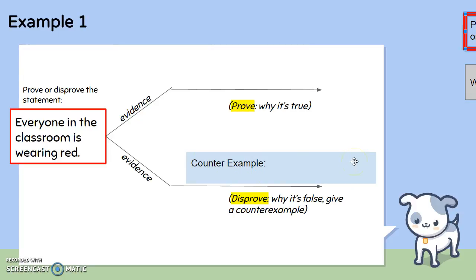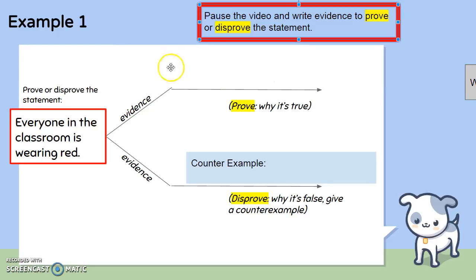A counterexample is that one example, it doesn't have to be more than one, just one person who's not wearing red, counters that statement and says, nope, it's not true, because not everyone is wearing red. So look around right now. Is everyone wearing red? If so, I want you to take a moment and pause the video and write up here the evidence that you see in the classroom that everyone is wearing red. If it's not true, I want you to write the evidence of what you see in the classroom down here.